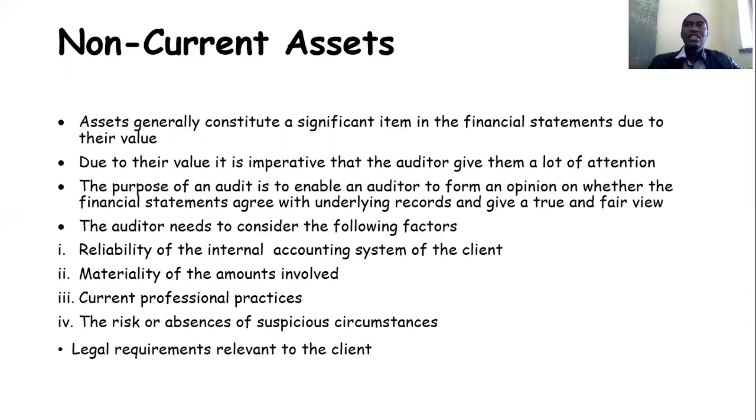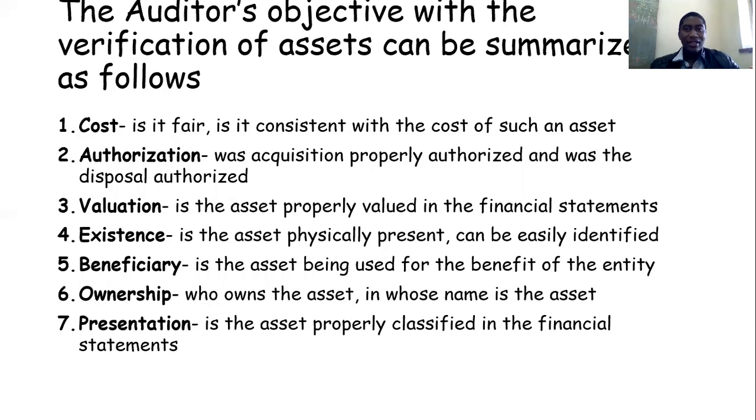How significant is the value going to impact on the decision? Then we will look into the current professional practices. How do we practice as an organization? In what industry are we as competitors, or maybe as people who are new within the field? Then also look into the risk and absence of suspicious circumstances. All this formulates how the auditor is going to come up with an audit opinion in terms of the audit of non-current assets.